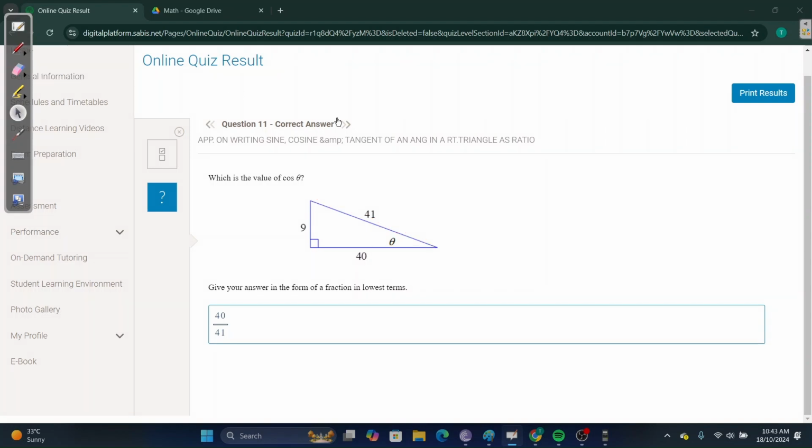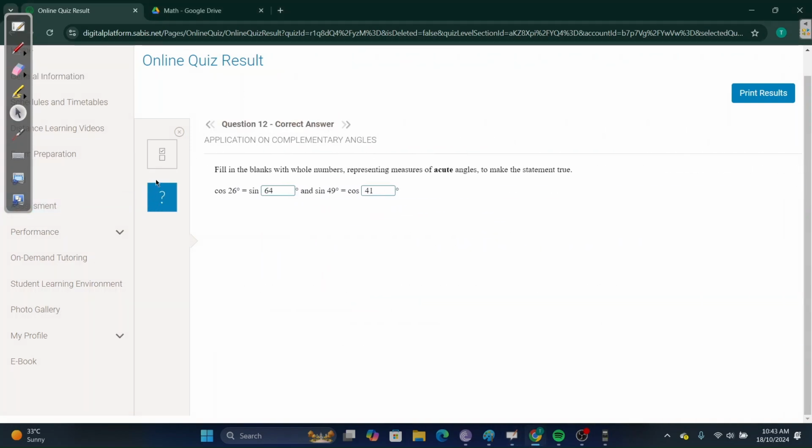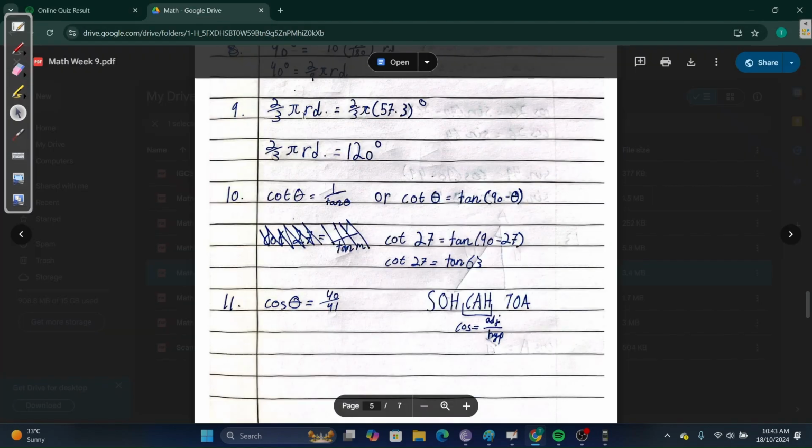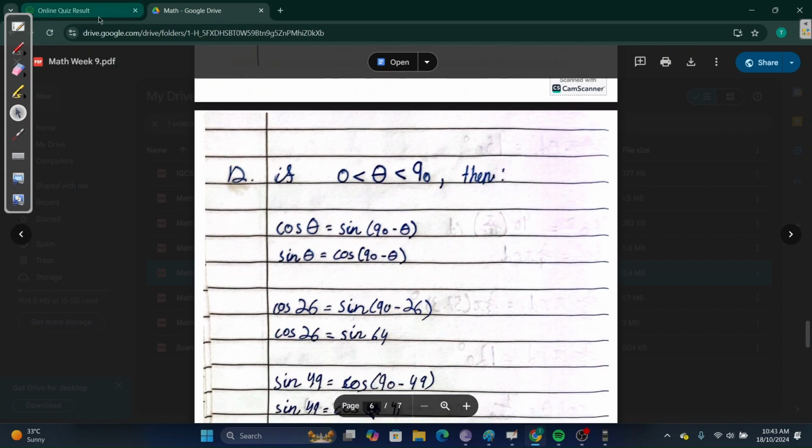Okay. Question 12. Fill in the blank with whole numbers representing measures of acute angles. An acute angle is an angle between 0 and 90.